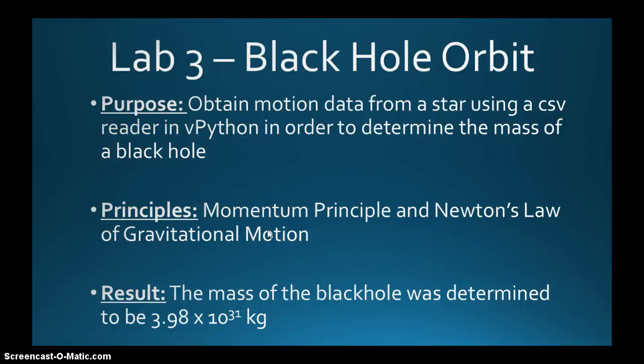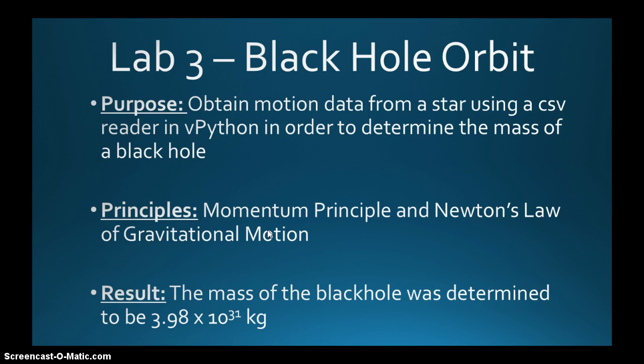This is Lab 3: Black Hole Orbit. The purpose of the lab was to obtain motion data from a star using a CSV reader in VPython to determine the mass of a black hole. Some other concepts in the lab were the momentum principle and gravitational force. After the experimental code was run, the mass of the black hole was determined to be 3.98 times 10 to the 31 kilograms.